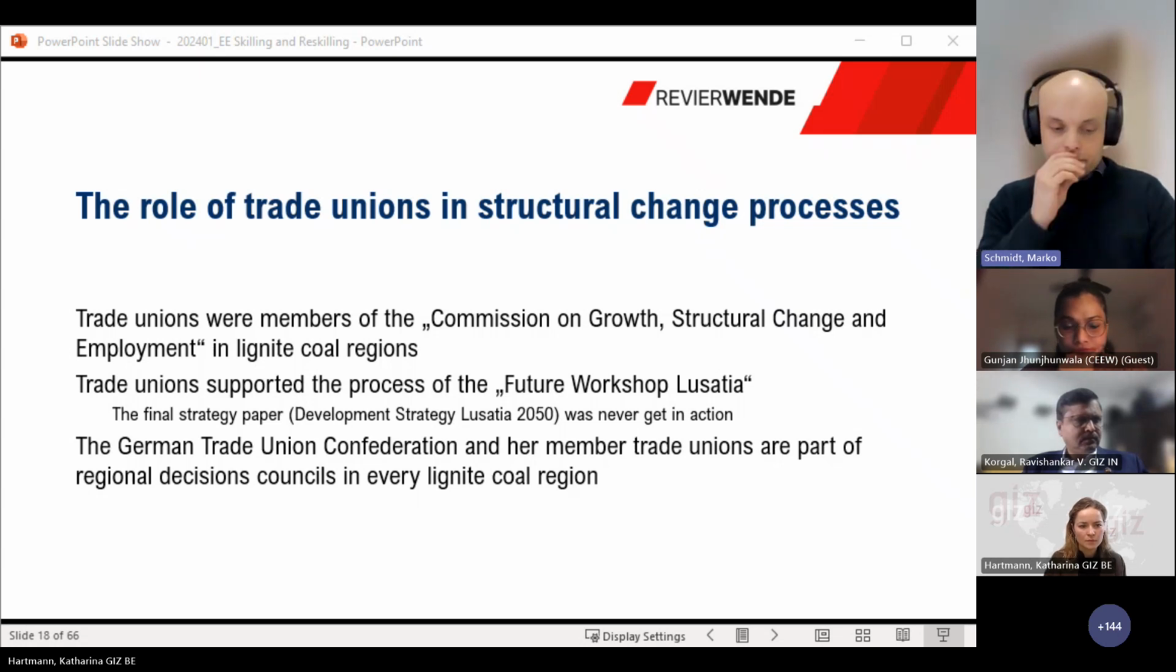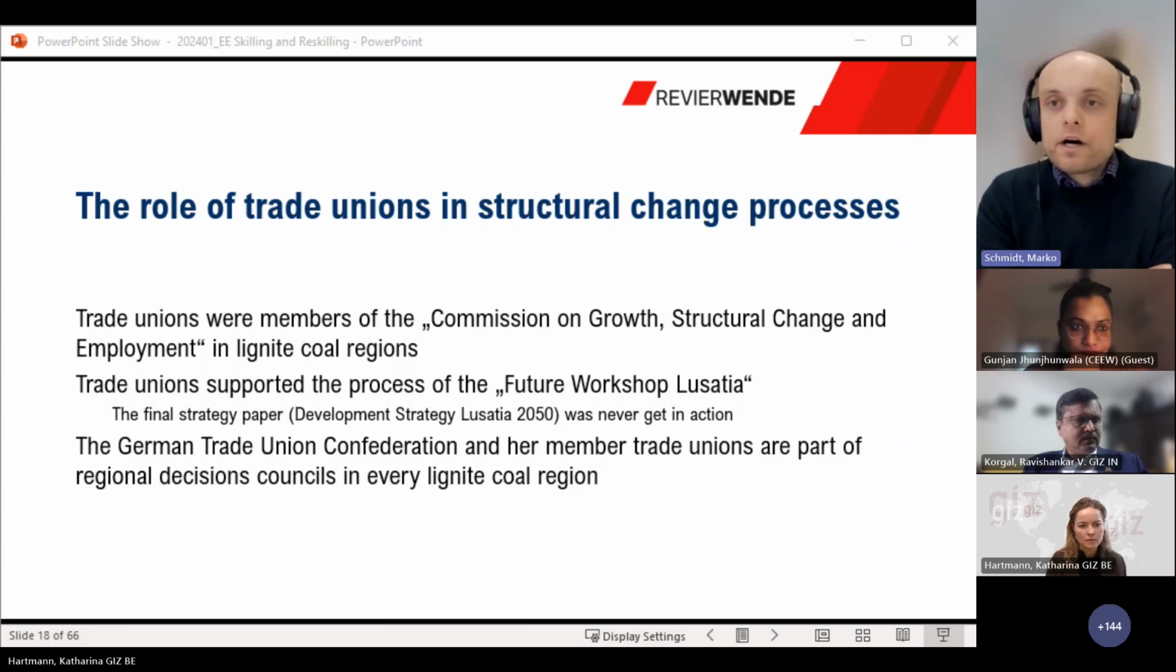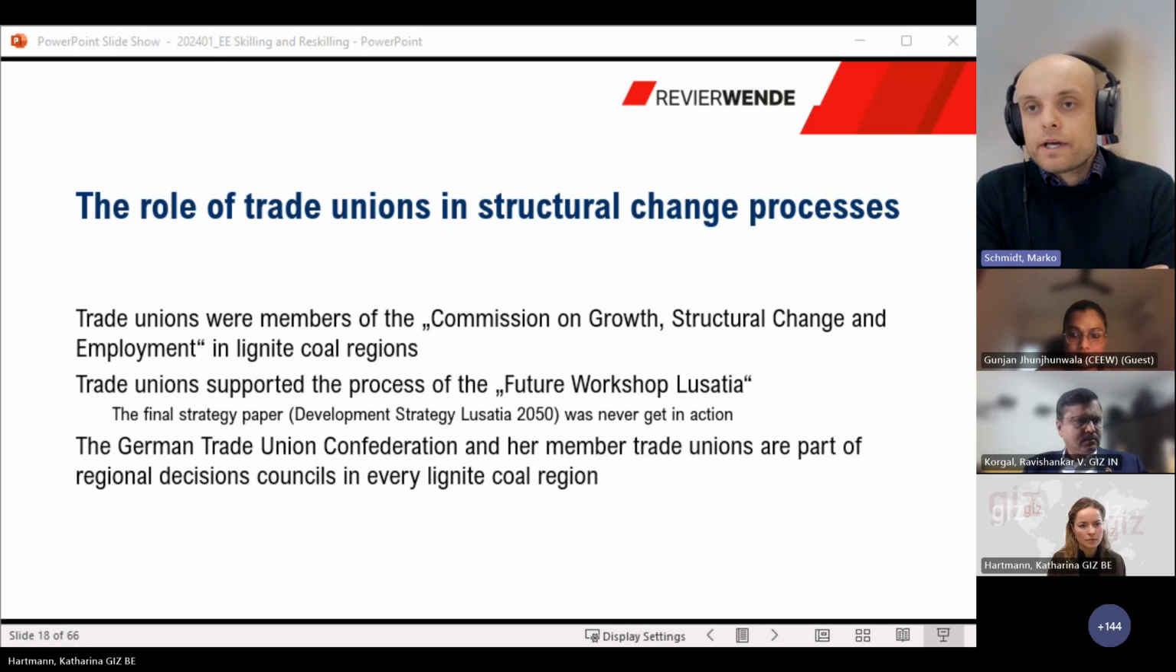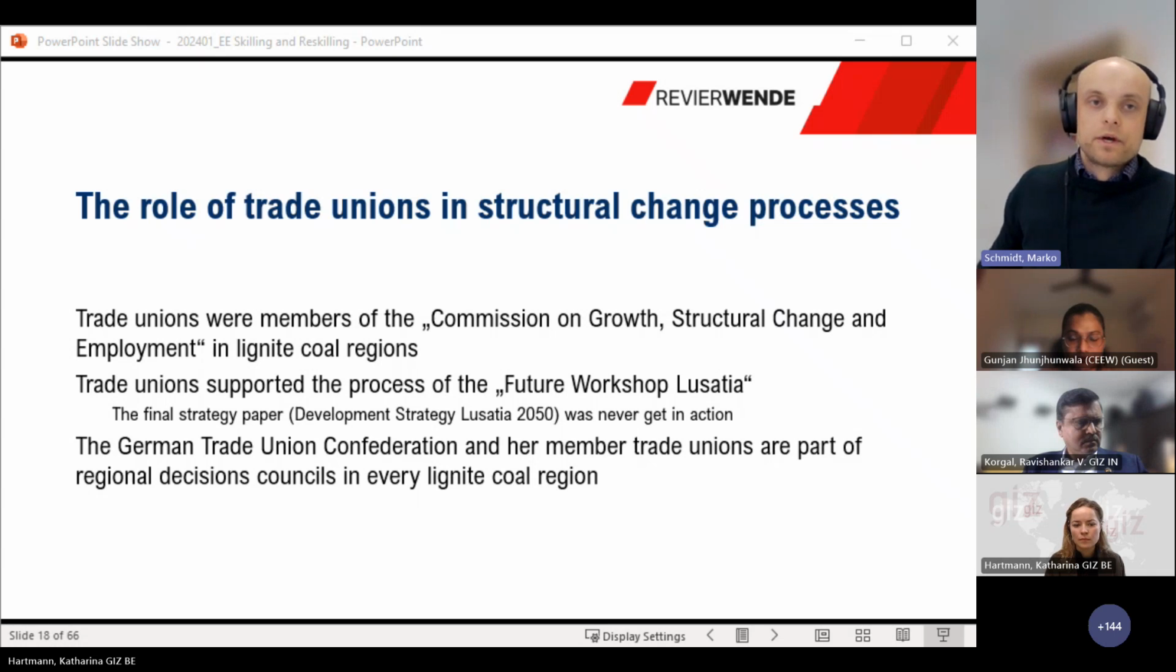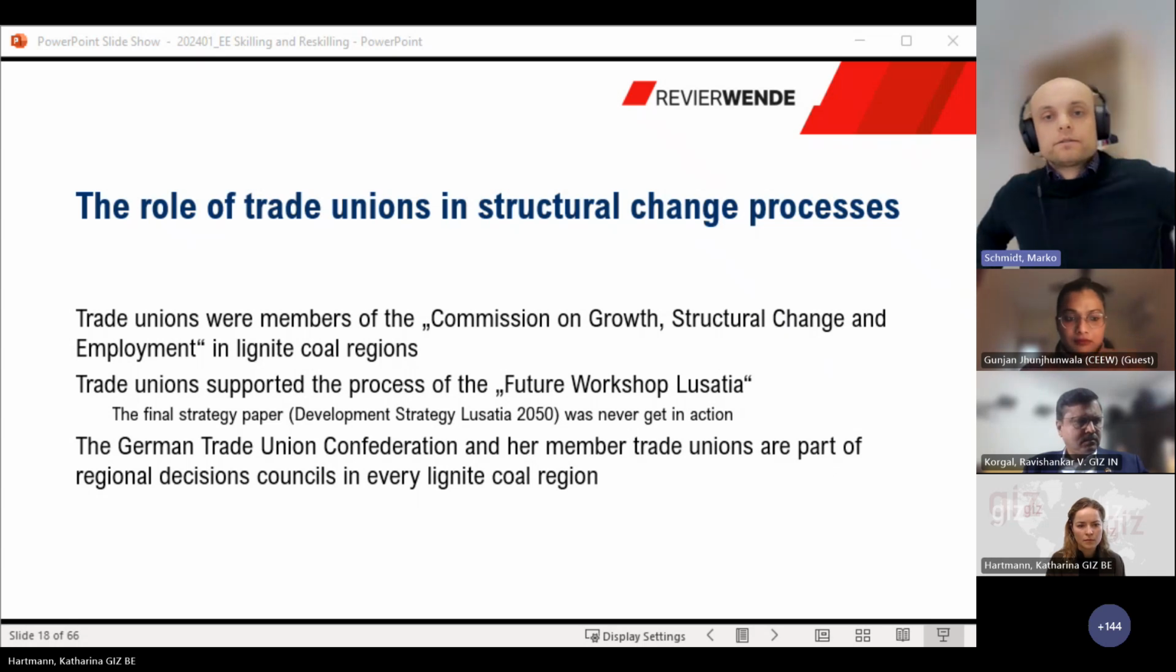This commission was really important in deciding that Germany will phase out of coal until 2038. This was a democratic consensus, so that also the workers in the coal mines and power plants said, okay, we can work with this date, 2038, because our trade union was a member of this commission. This is really important because in Germany, we also have big discussions about the phase out of coal mining and the use of coal for energy. So it was important that the trade unions were involved in this commission.